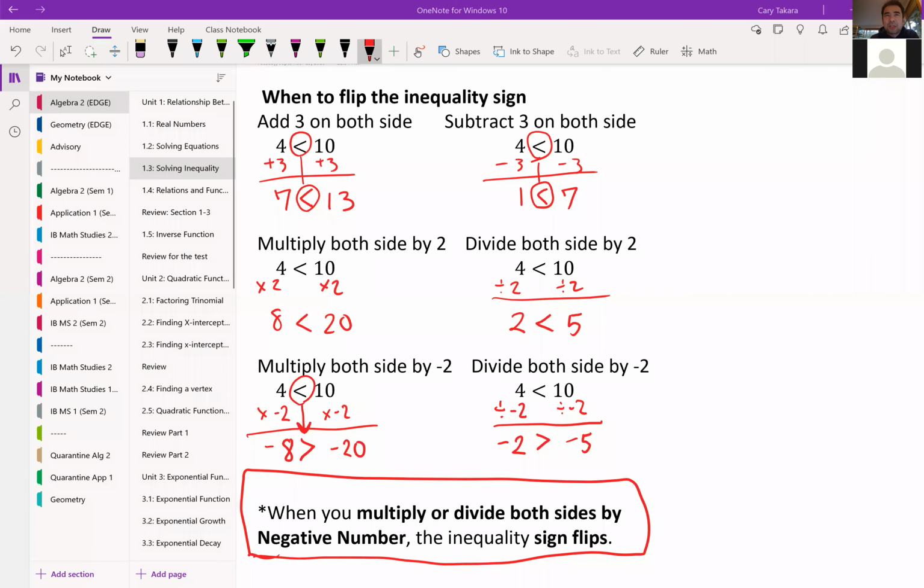If you're multiplying or dividing by a positive number, the inequality stays the same. But when you multiply or divide by a negative, you have to flip the sign.